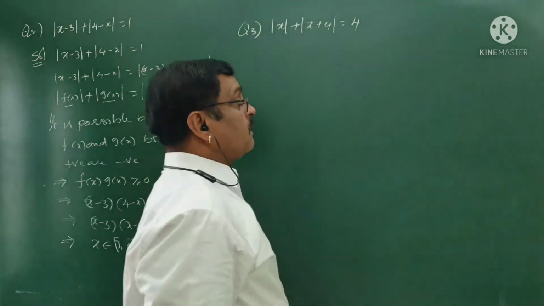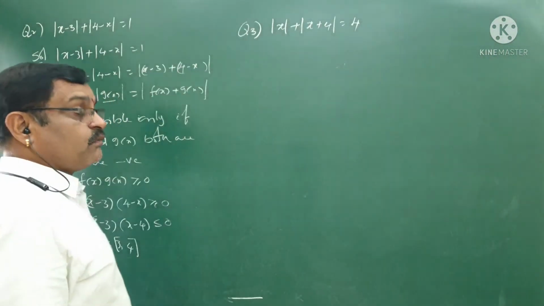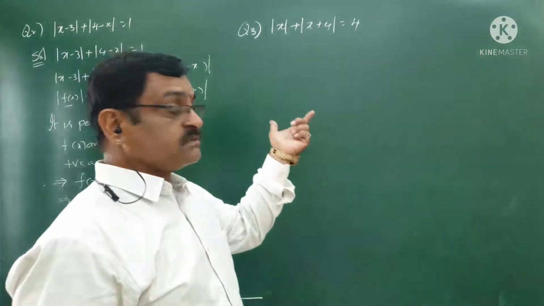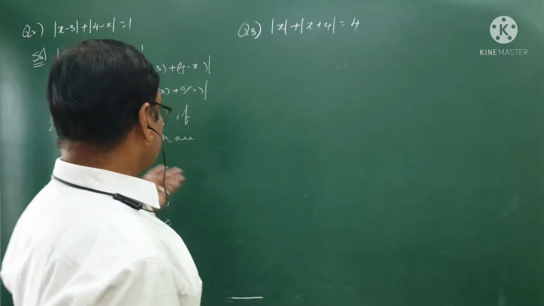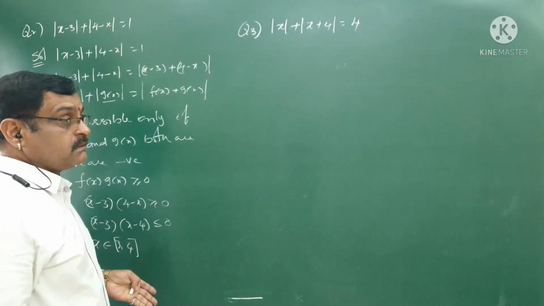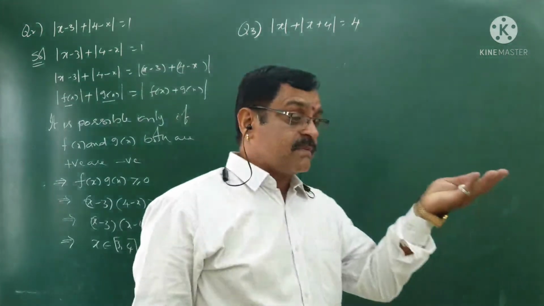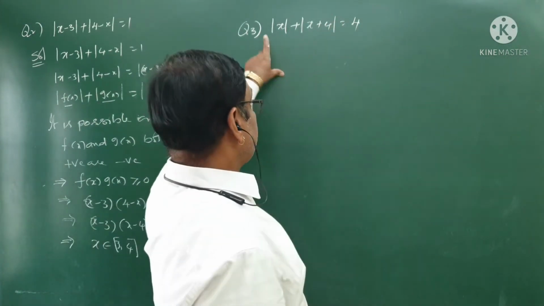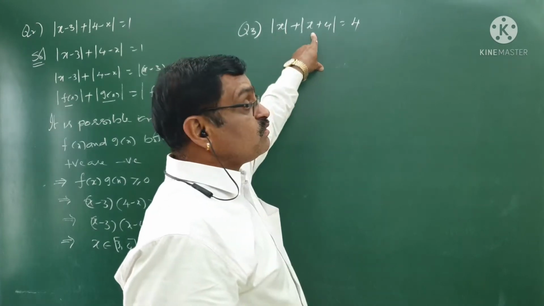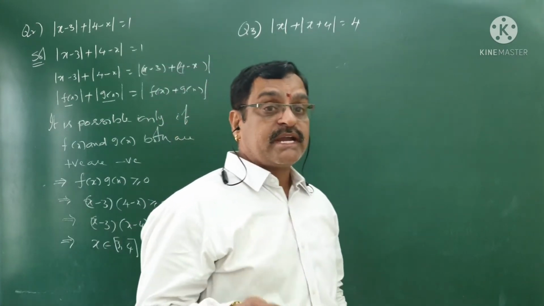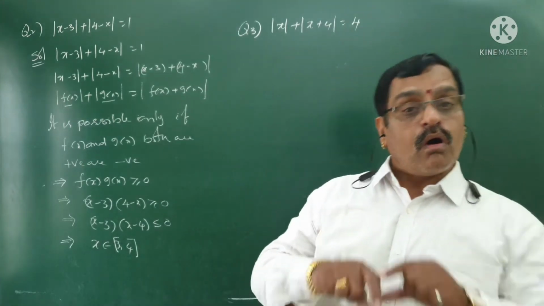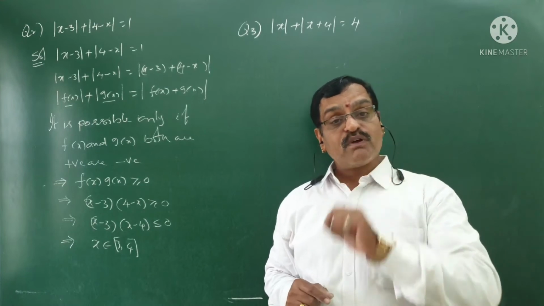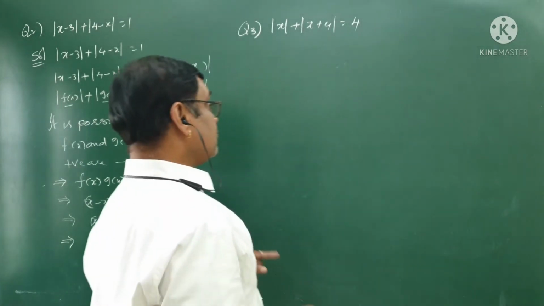Next question: mod x plus mod of x plus 4 is equal to 4. Now, this problem can also be solved by using the same property. Or you can go for the actual method by solving the expressions for x. That means here x is equal to 0, x is equal to minus 4. Now locate minus 4 and 0 on the real line and select which is suitable. But the process is very lengthy. Instead of that, look here.